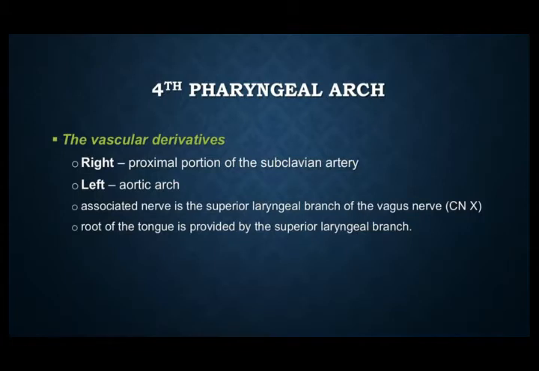Okay, and then you can see the vagus nerve basically supplies all the different regions in the larynx. And then it is also written that one of the branches of the vagus nerve, that is the superior laryngeal nerve, also supplies the root of the tongue, that is immediately posterior to the posterior one third of the tongue. So that is specifically supplied by the superior laryngeal branch.